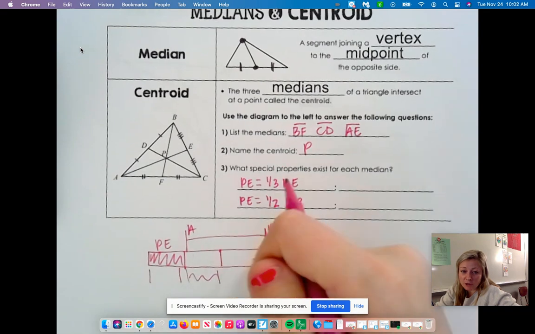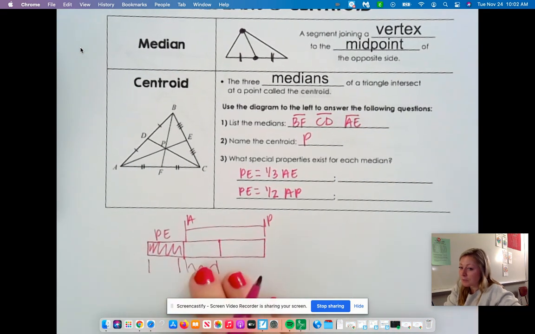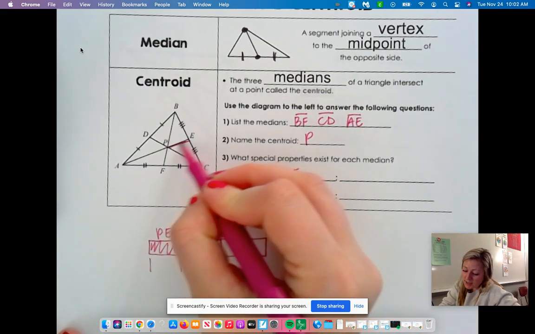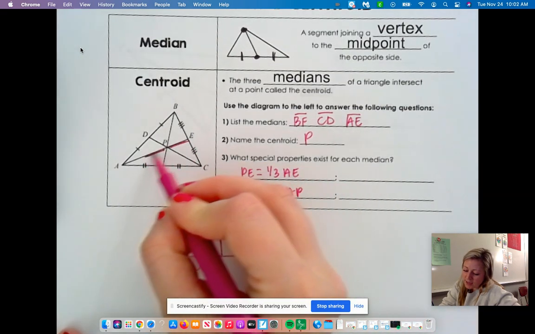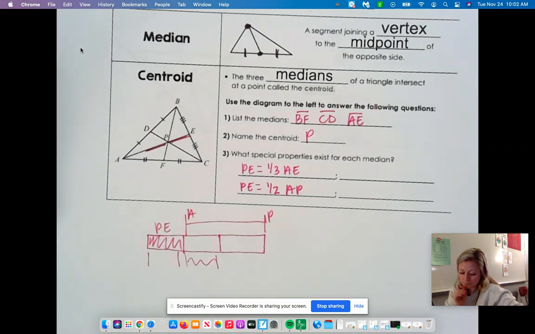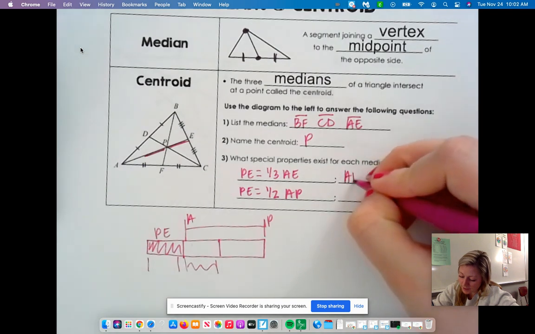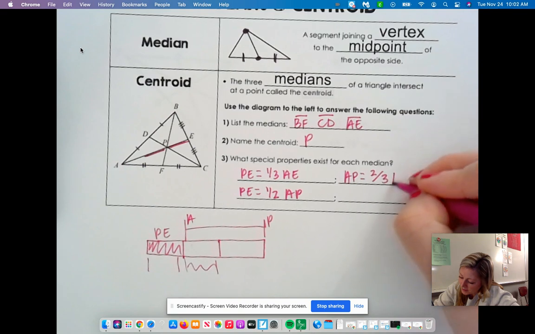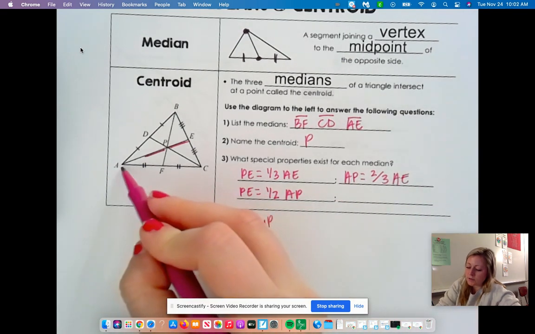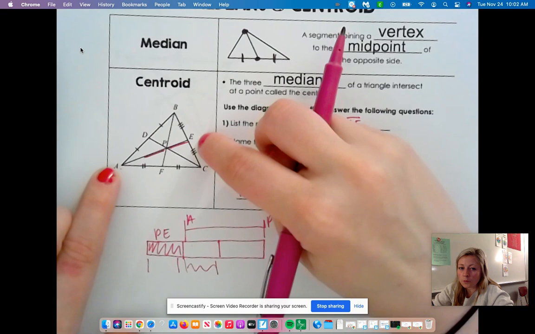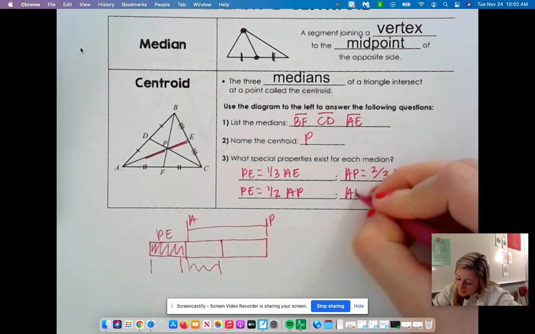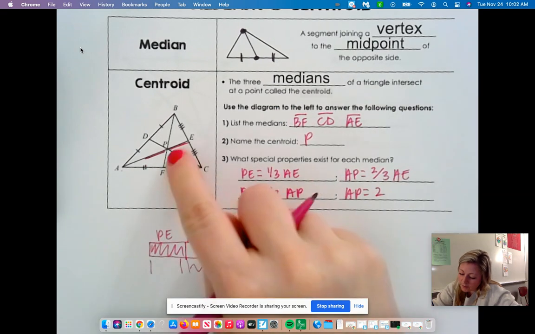So it's a half of our remaining AP. This is why I don't teach 3rd grade or whenever you learn fractions, but this is why it works. I don't know if that helped you or hurt you, but just know that PE is also half the distance from A to P. Okay? Or you can think of it like this, that AP is 2/3 of our whole thing of AE. So from A to P is 2/3 of our whole median. Or that AP is 2 of our PEs.